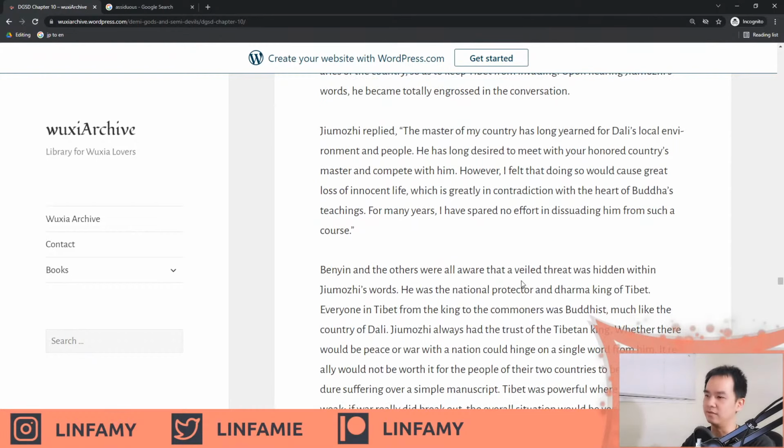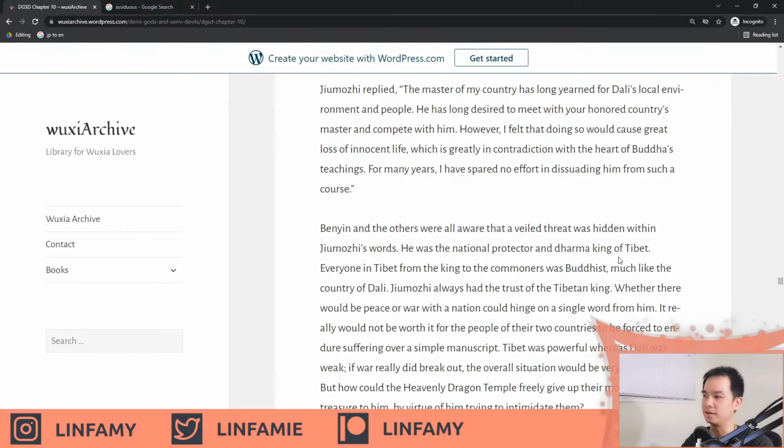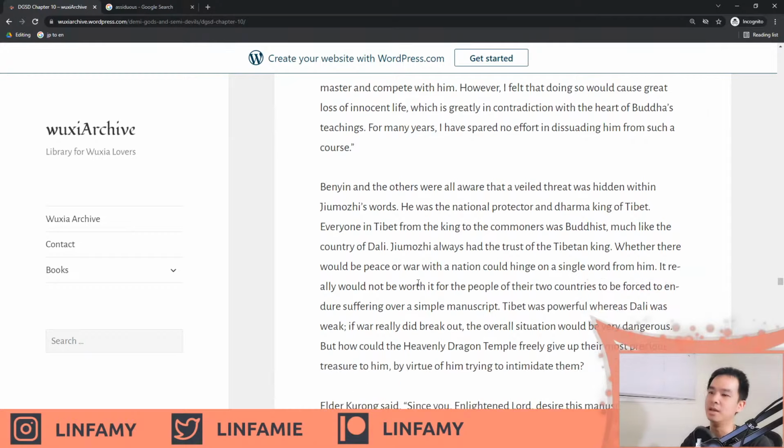Bunyin and the others were all aware that a veiled threat was hidden within Jiamozi's words. He was the national protector and Dharma king of Tibet. Everyone in Tibet, from the king to the commoners, was Buddhist, much like the country of Dali. Jiamozi always had the trust of the Tibetan king. Whether there would be peace or war with the nation could hinge on a single word from him. It really would not be worth it for the people of their 2 countries to be forced to endure suffering over a simple manuscript. Tibet was powerful, whereas Dali was weak. If war really did break out, the overall situation would be very dangerous. But how could the Heavenly Dragon Temple freely give up their most precious treasure to him by virtue of him trying to intimidate them?